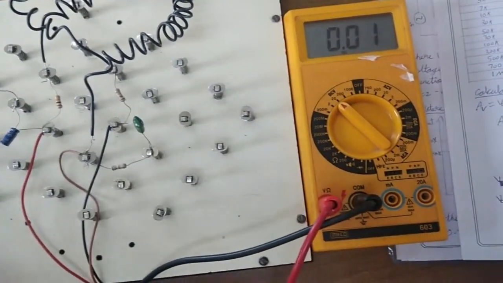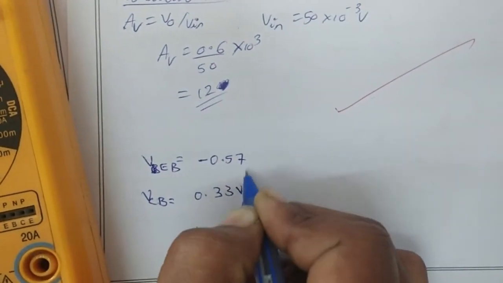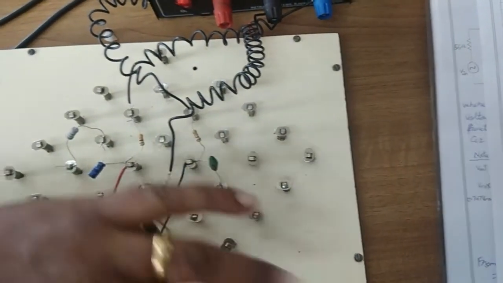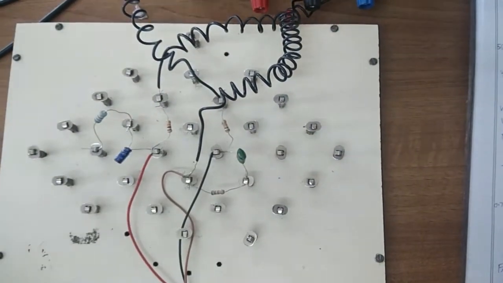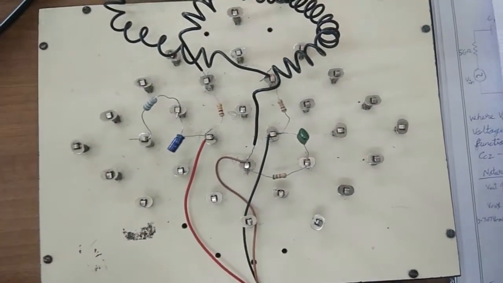Why I need to write VEB, VCB is to know whether the DC conditions are satisfied. We can go for the second step. This is the first step. After this we can go to the second step. We'll keep this aside right now.